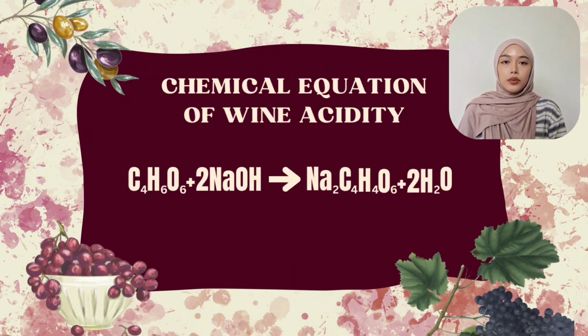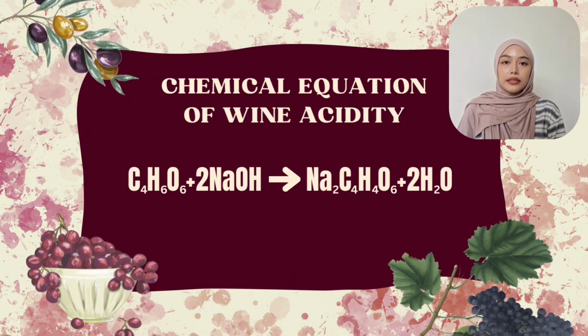The main acid commonly used to represent wine acidity is tartaric acid, and the chemical formula is C4H6O6. During acid-base titration, it reacts with sodium hydroxide in a neutralization reaction. The balanced equation shows that tartaric acid reacts with 2 moles of sodium hydroxide and produces sodium tartrate and 2 moles of water.